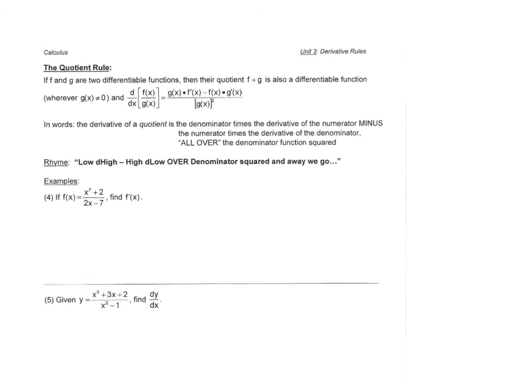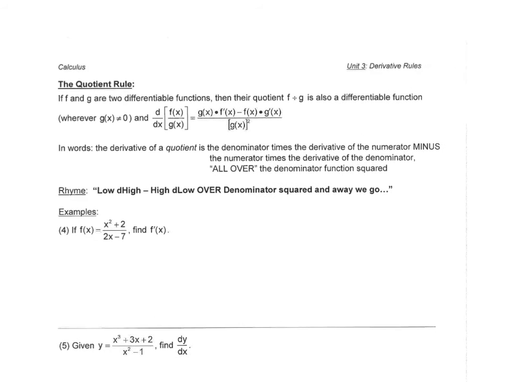All right, so that was the product rule. The quotient rule, you guessed it, applies when you have a quotient of two functions. All right? Now, that's, I think, easier to recognize because if there's a fraction in there, it's probably going to be a quotient rule situation.